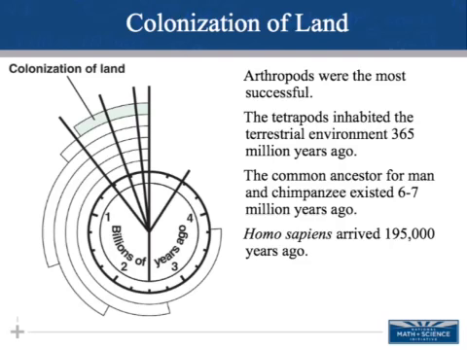Arthropods were the most successful. Arthropods include bugs, so we got tons and tons of bugs, and they were very successful. Tetrapods, these four-legged organisms, came about on land about 365 million years ago. Your common ancestor for man and the chimpanzees didn't come about till about 6 or 7 million years ago, with Homo sapiens coming 195,000 years ago. So when we're talking geological time, this is very, very recent.